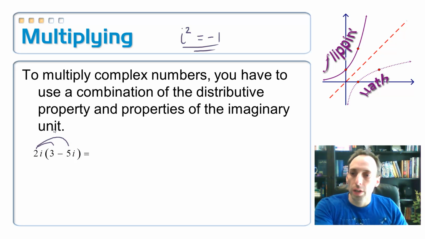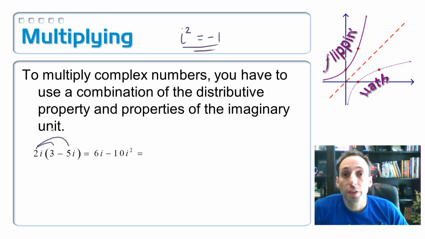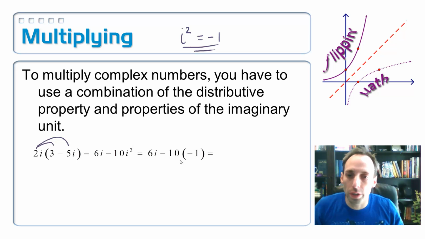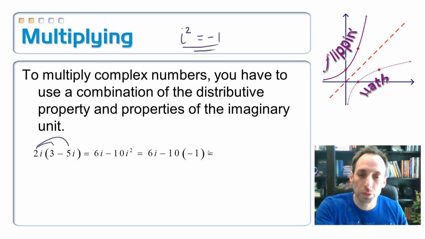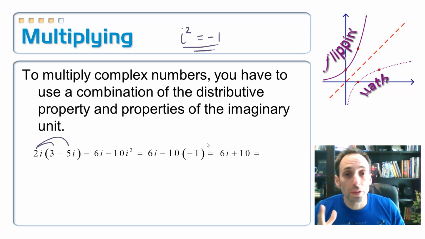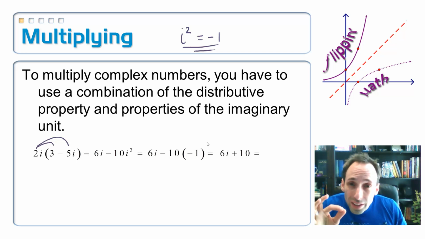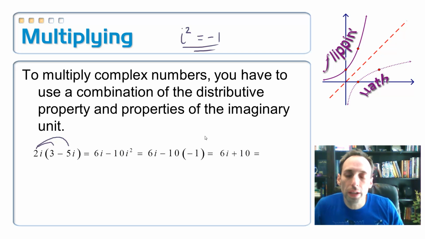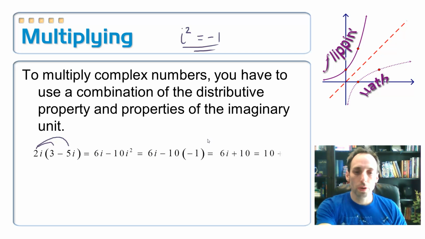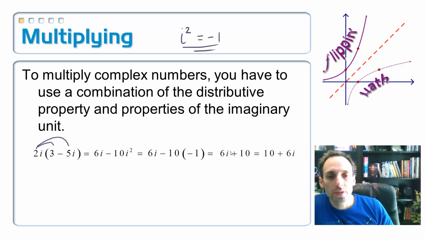Multiply that through. 2i times 3 gives me the 6i. 2i times negative 5i gives me negative 10i squared. I'm going to simplify that, because the i squared is equal to negative 1. Negative 10 times negative 1 gives me a positive 10. And if you stop there, you're a little bit wrong. We want to be pretty picky about this. We want to always write the real part first, so that should be 10 plus 6i.